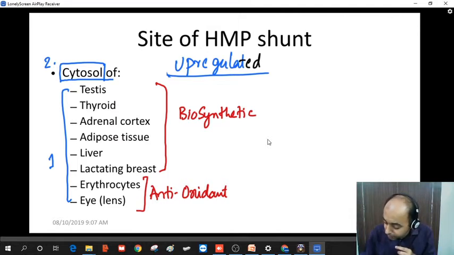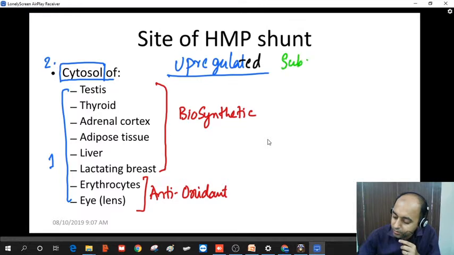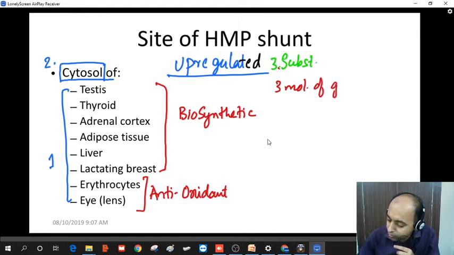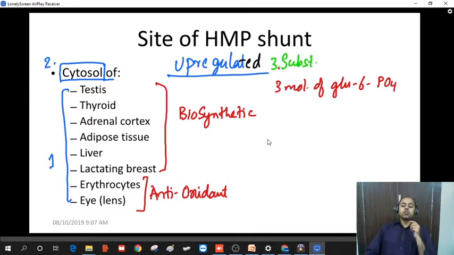Here I will only mention the substrates, which is point number three. The substrates are three molecules of glucose 6 phosphate. We start off with three molecules of glucose 6 phosphate.